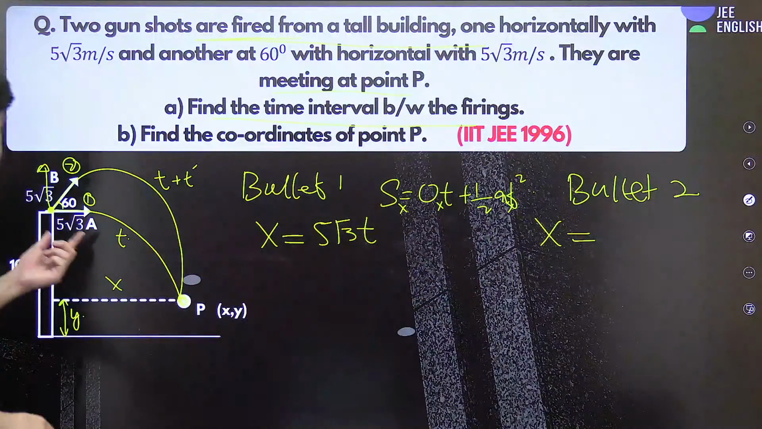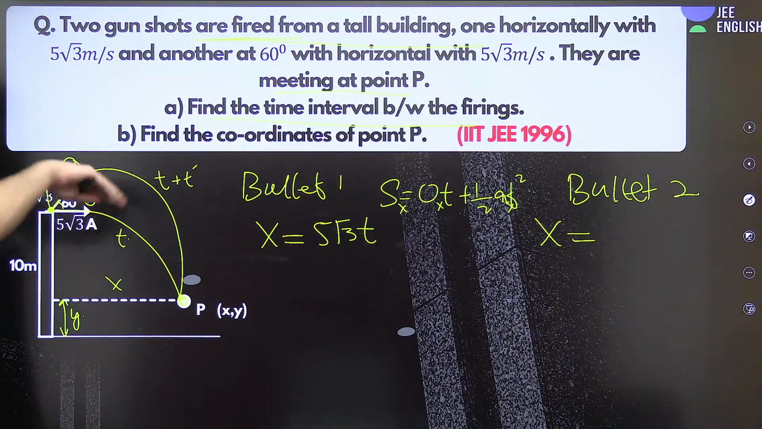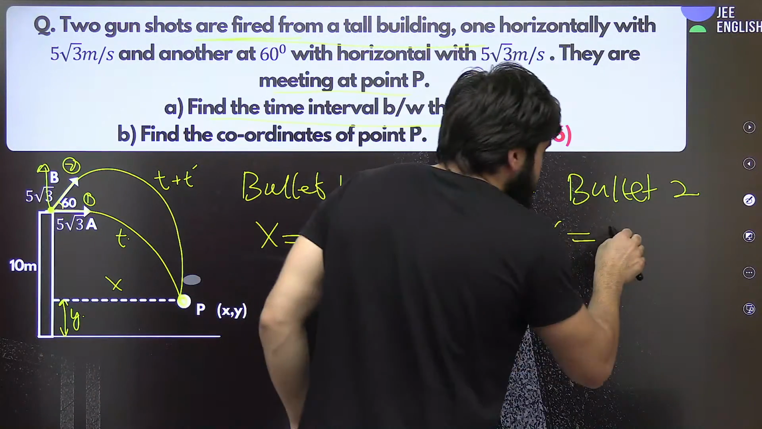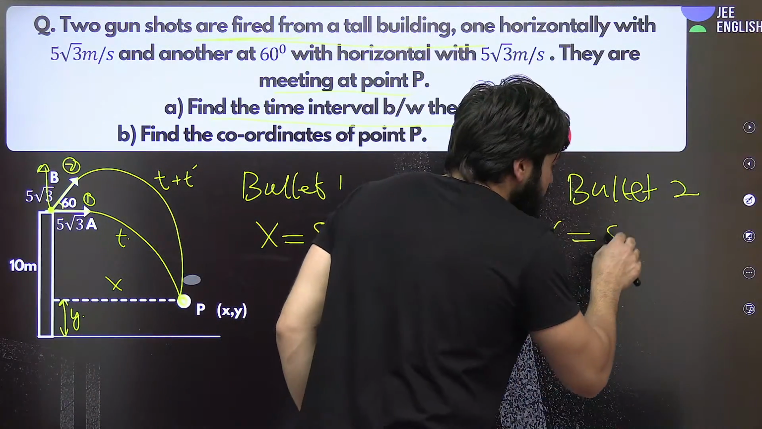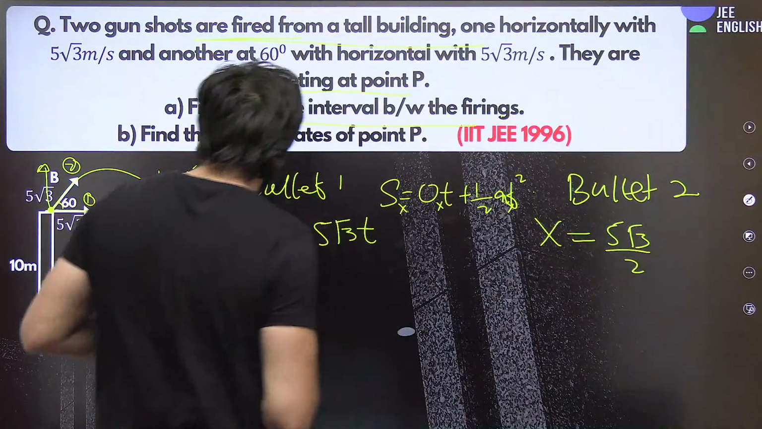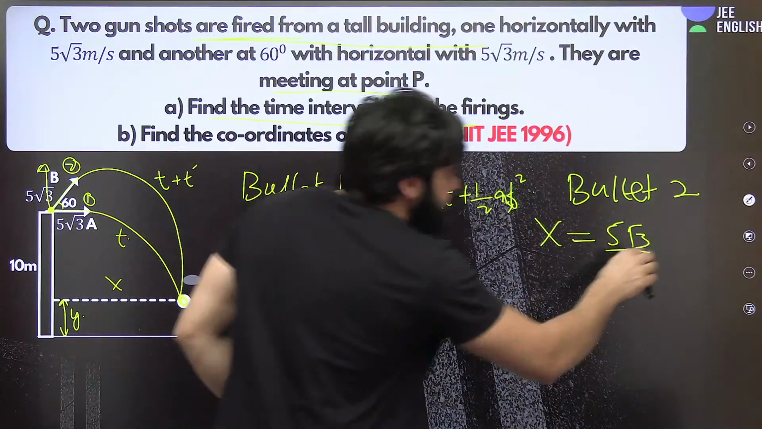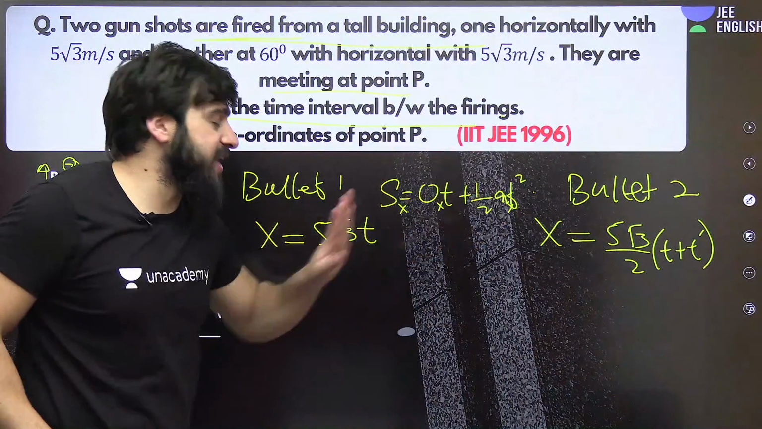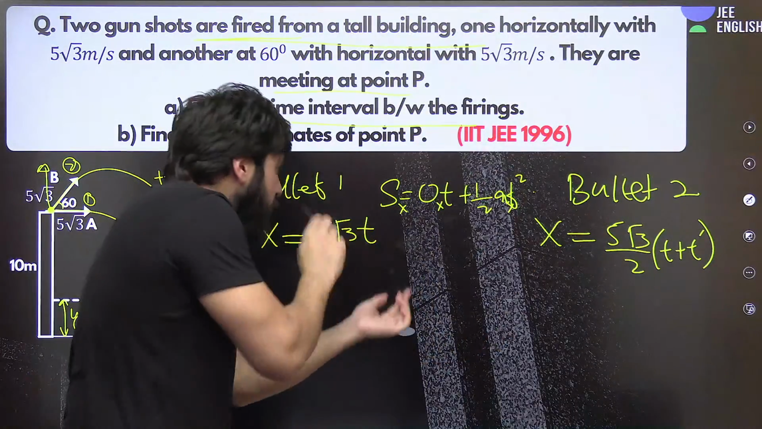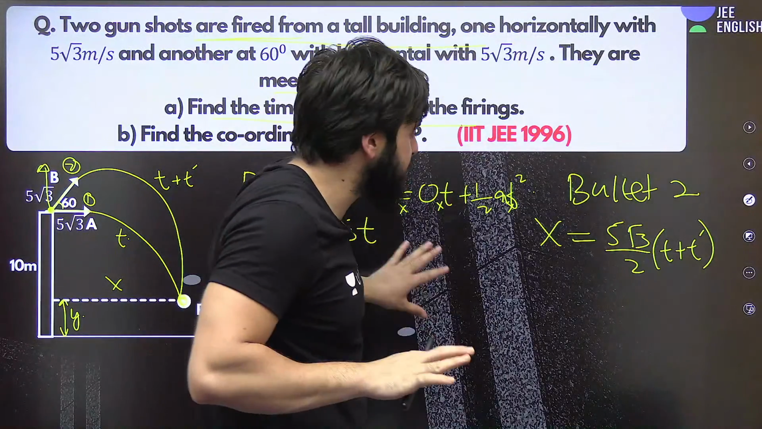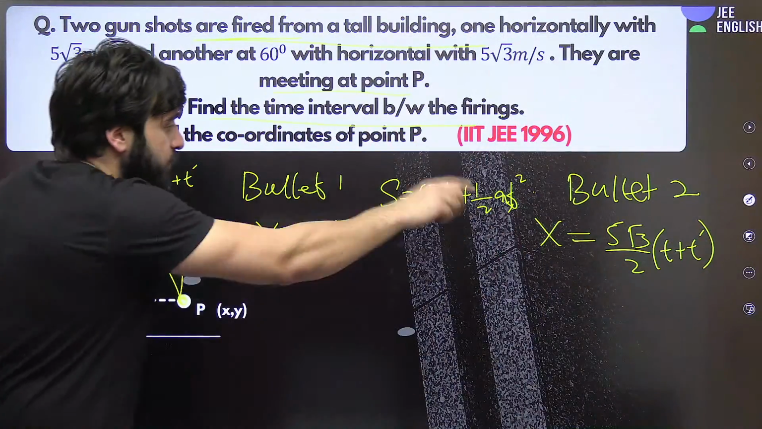Initial velocity in x direction in that case is 5√3 cos of 60 degrees. Understand? So that will be 5√3 by 2, because cos 60 is 1 by 2. And how much time it is taking? That is t plus t dash. Now, acceleration in x direction is 0, that's why over here I didn't write it. Till here, everybody is clear with this one.